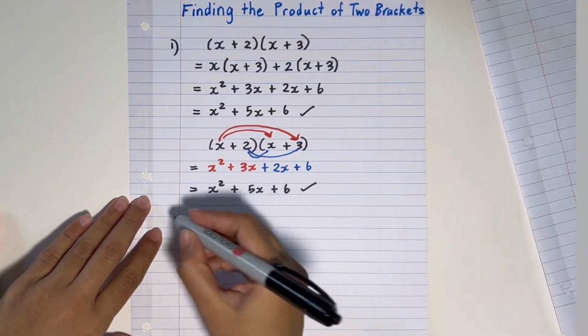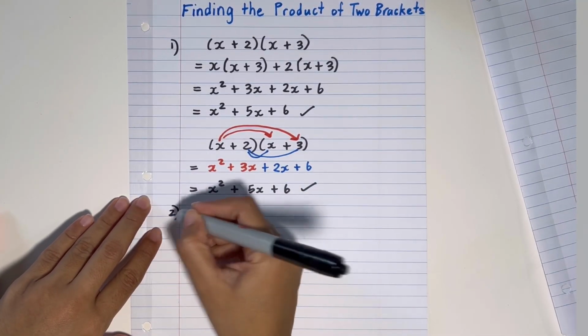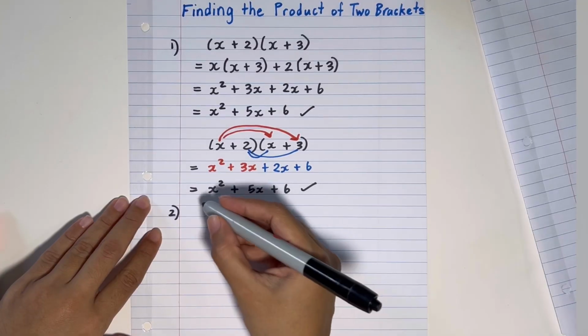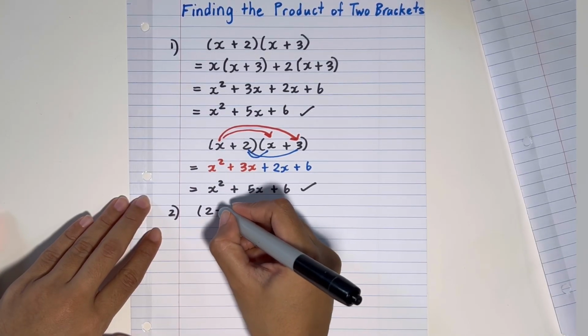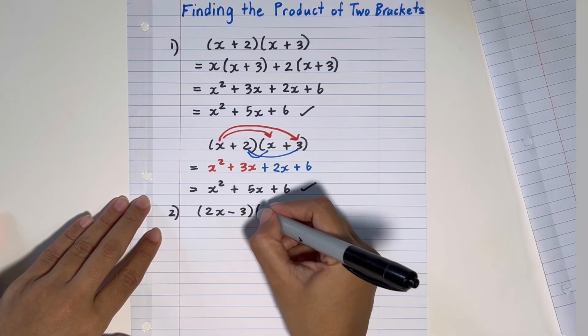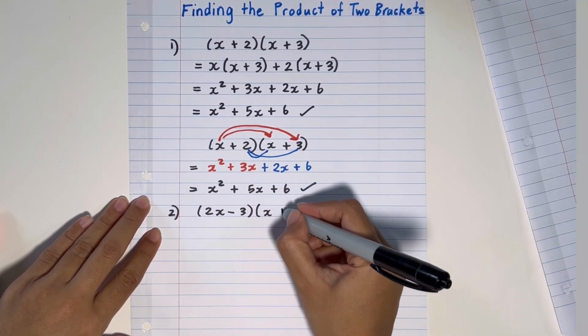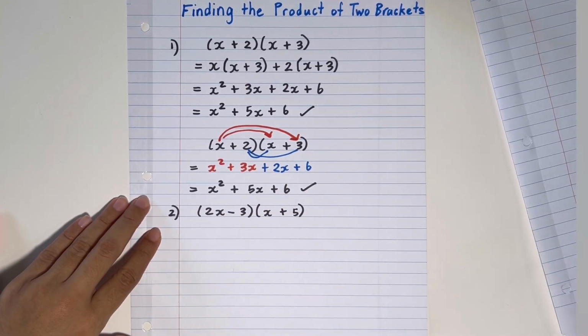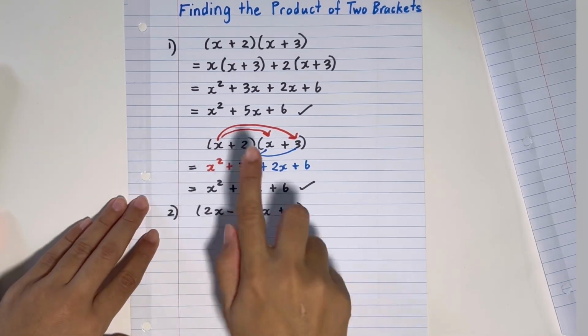Okay, let's look at another example. This time, I'm going to use different signs. So in this example, we're going to take 2x minus 3 times x plus 5, right? And I'm going to use this method here.